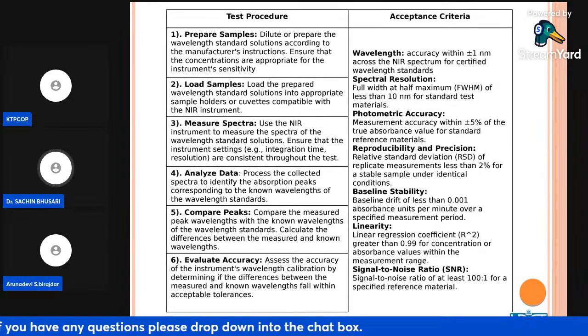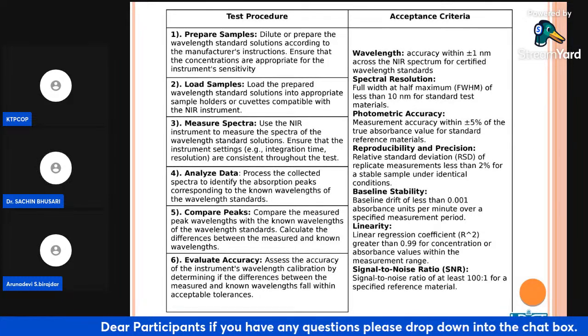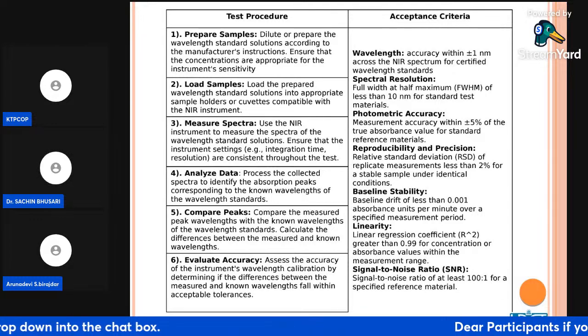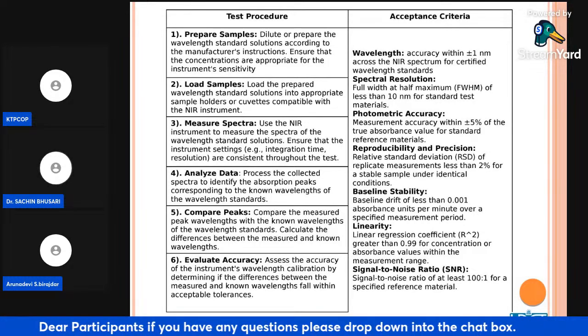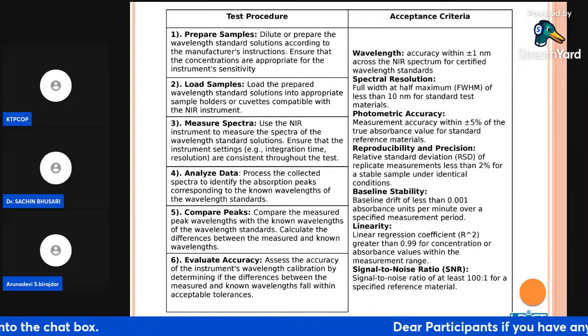So wavelength accuracy should be within plus minus 1 nanometer. Spectral resolution, at full width at half height, should be less than 10 nanometer. Photometric accuracy plus minus 5% of the true absorbance. Reproducibility and precision less than 2% RSD. Baseline stability drift should be less than 0.001 absorbance units. Linearity, linear regression coefficient R square should be greater than 0.99, and signal to noise ratio should be at least 100 to 1. So you can actually verify the performance of the near IR before using it, even during the use. Okay. This is for validation of near IR.